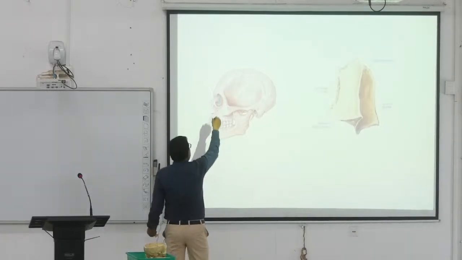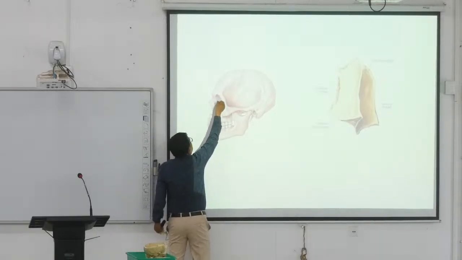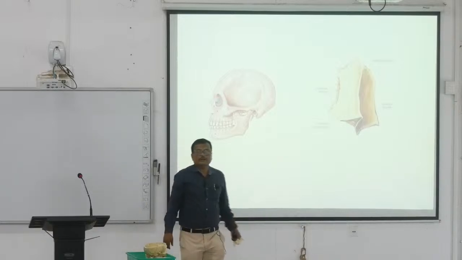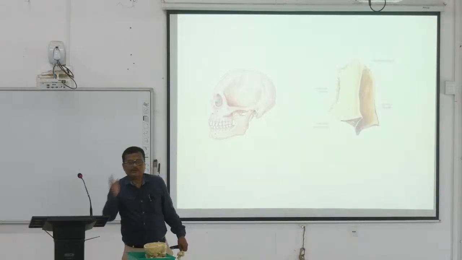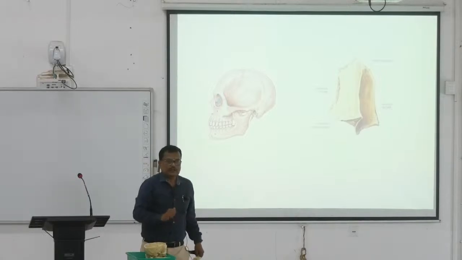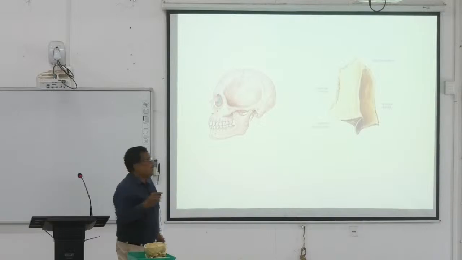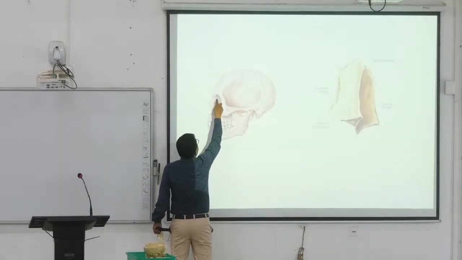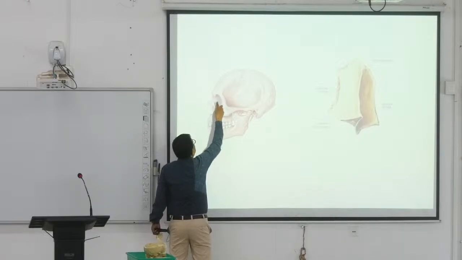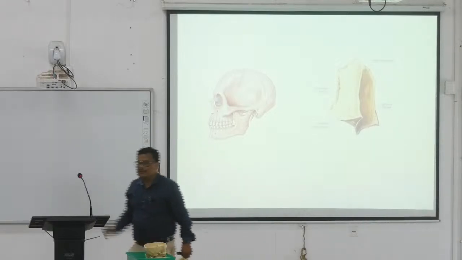And this is the posterior lacrimal crest, situated in the lacrimal bone. So the anterior lacrimal crest is situated in the maxilla, and the posterior lacrimal crest is situated in the lacrimal bone. And there is a depressed area between the anterior and the posterior lacrimal crest, this area, which contains the lacrimal sac.